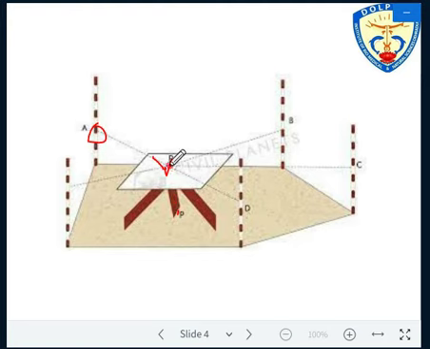So this is the station we are drawing and this is the object, we are representing this object here. The ray drawn from station to object on paper, this line, is parallel to the line from the station to the object on the ground. Suppose we are drawing one line here, then this ray and this line should be parallel. This is the principle of plane table survey.